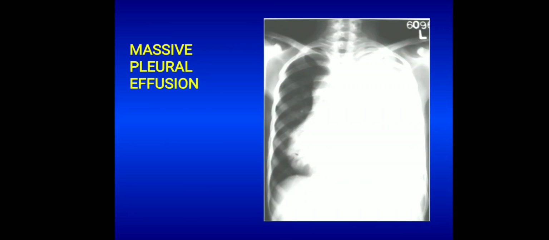So you can see massive pleural effusion. The left lung field is completely white. The cardia, the trachea, the mediastinum is pushed towards the right side, and the right lung is aerated, whereas the left lung is completely obscured, and there is massive pleural effusion on the left side.